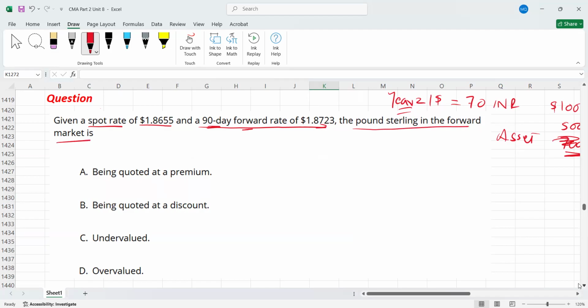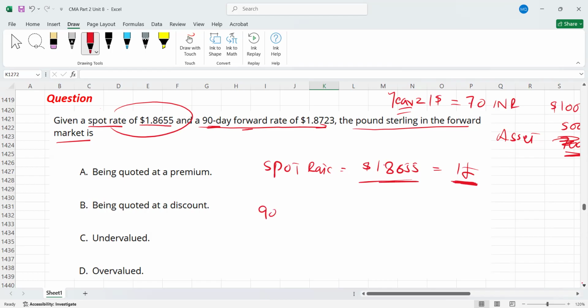Now you have to tell which currency got weaker or stronger. Okay, so here, just see how I'm explaining. The spot rate was what, guys? The spot rate is $1.8655 equals 1 pound. Right? It means, for example, against 1 pound you can get this much dollar. For every 1 pound you can get 1.8655. Now in 90 days, the forward rate is what? In 90 days, what happened? The rate became, for example, $1.8723 equals 1 pound.